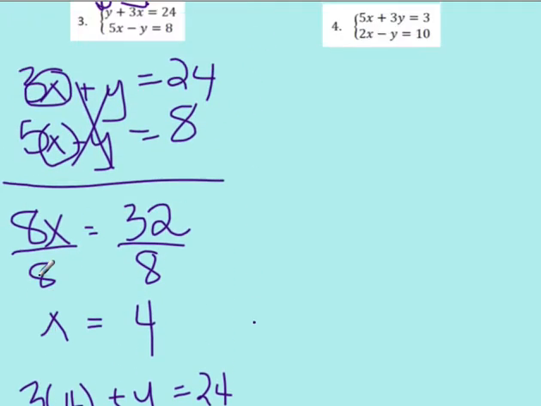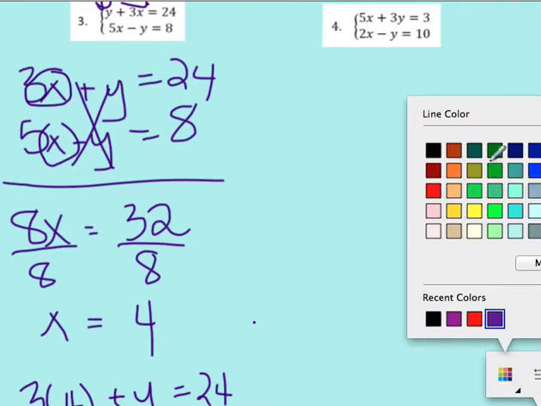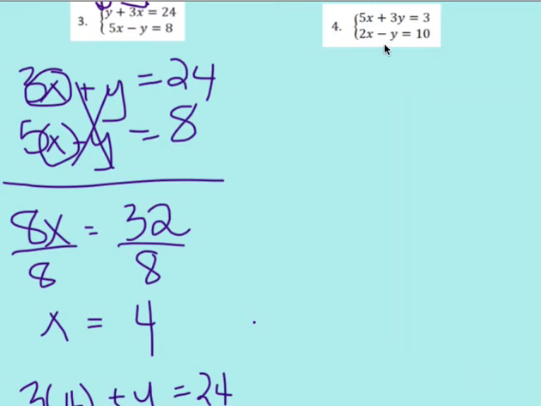Taking a look at number 4, I see that it's already in standard form. Remember, standard form is ax plus by is equal to c. Whenever things are in standard form, that's when elimination is typically a good choice. So I see that I have a negative 1 on my y there. Then I'm looking at that 3y, and I'm asking myself, what's the opposite of a 3y? That's going to be a negative 3y.